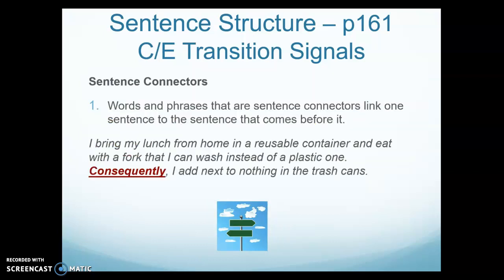Sentence connectors. Let's talk about these. Sentence connectors are words or phrases that link one sentence to another, to the sentence that comes before it.